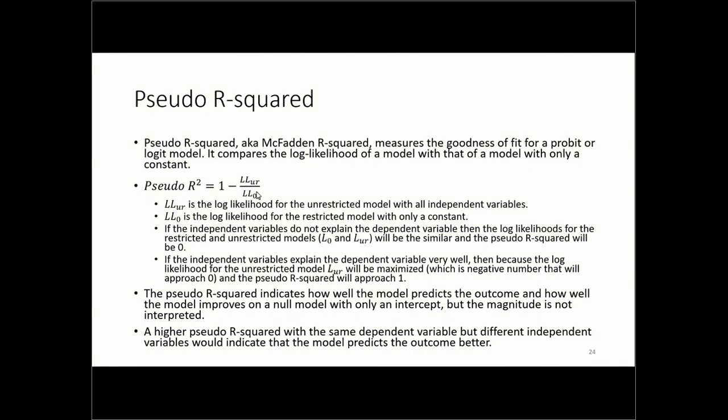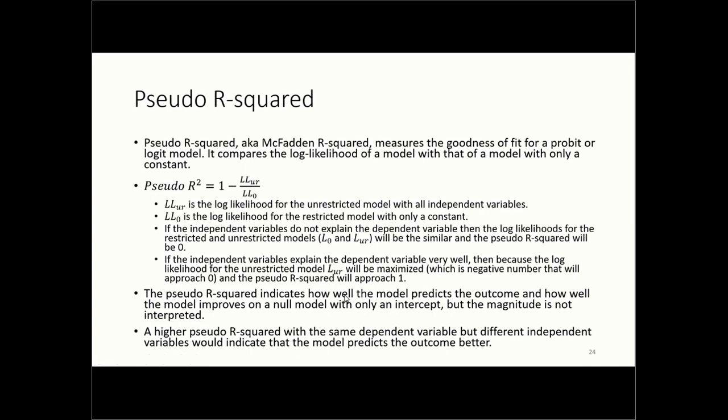On the other hand, if the independent variables explain the dependent variable very, very well, then when we're maximizing this log likelihood function, because that's a negative number, as we're maximizing it, it's going to actually be a smaller number close to 0. So if this is close to 0, what we're going to see is that 1 minus 0 is approaching 1. So if again the independent variables are explaining the dependent variable very well, then the pseudo R-squared would be approaching 1.